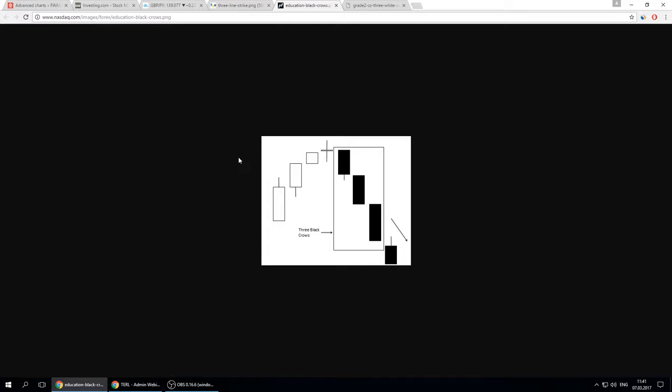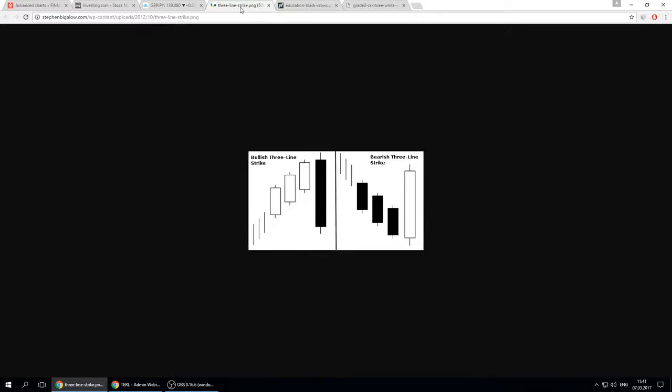So also, what I advise to pay attention to is such a thing as the 3-line strike. Here it is. Hold on. So, 3-line strike. They can be bullish. They can be bearish. So what do they show us? They show us the end of the uptrend or the end of the downtrend.